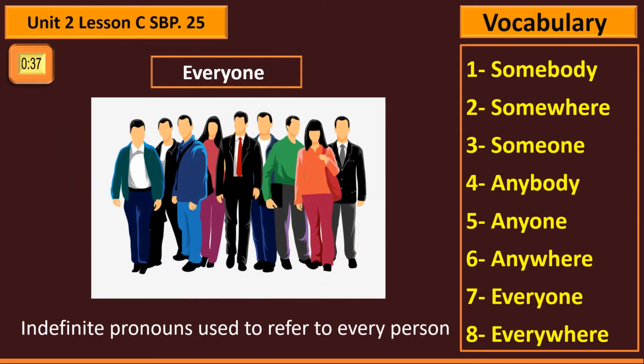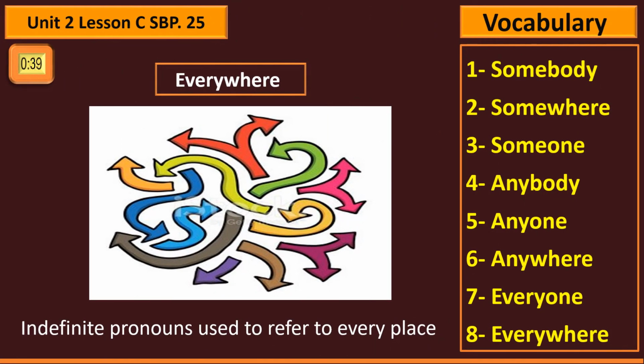We have everyone, which is an indefinite pronoun. Use it to refer to every person. So we have everywhere, which is an indefinite pronoun used to refer to every place.